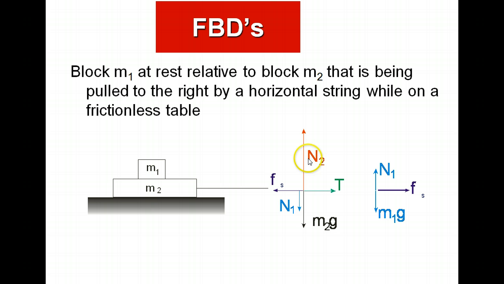And so if we look at the net force acting on M2, that will be T minus Fs, and that must be equal to M2 times A. And if we look at the net force on M1, that'll be Fs, and that must be equal to M1 times A, and the acceleration of these two blocks is the same. So that's how you go about finding the acceleration of the blocks. Moving forward.